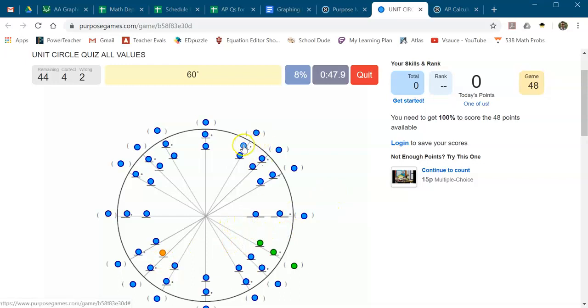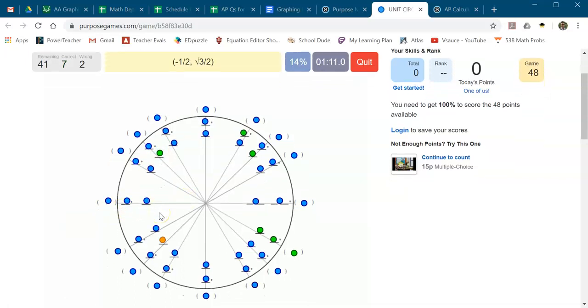For 60 degrees, I believe that's up here. Pi over 4 is here. Now notice that there's a timer. Something I've had my students do in the past is try to go as fast as they possibly can, because the faster they can go with the best accuracy means that they really know the unit circle. 3 pi over 4 is here. Negative 1/2, root 3.